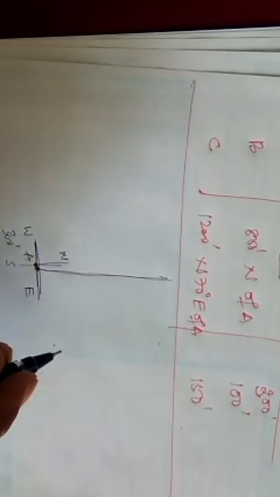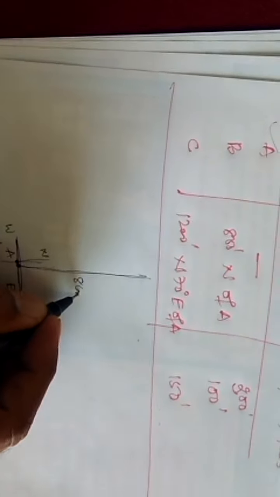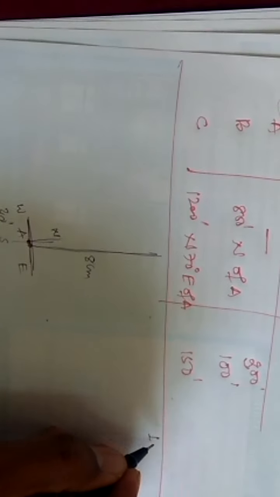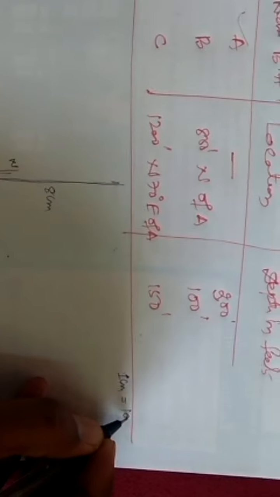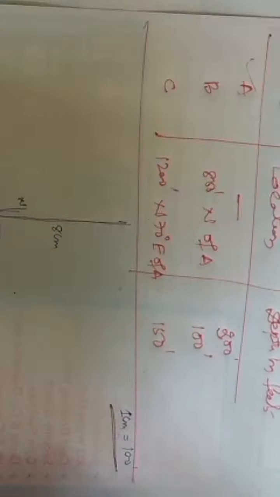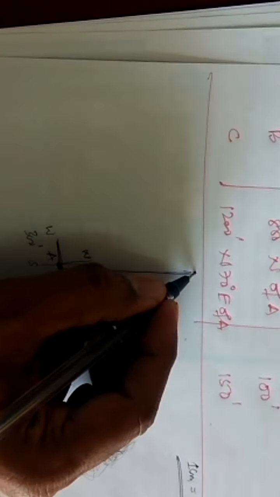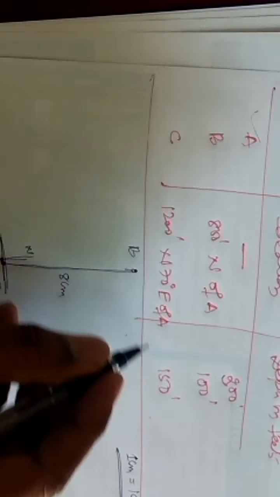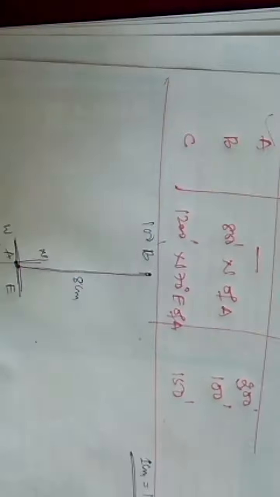This is north of A. You take 8 centimeter. According to the scale, you write 1 centimeter is equal to 100 feet. You take 8 centimeter, and somewhere you will get the point. You write down it is B, and the depth of B is 100 feet.